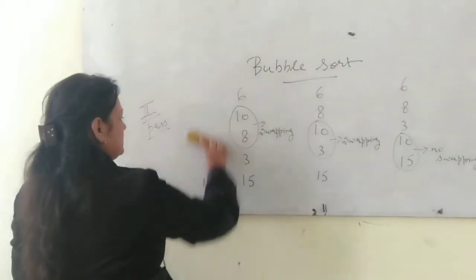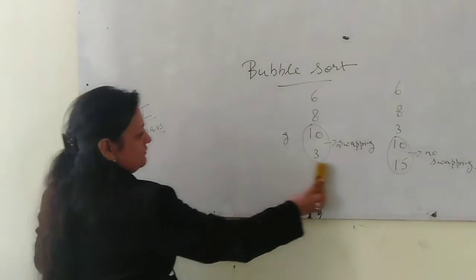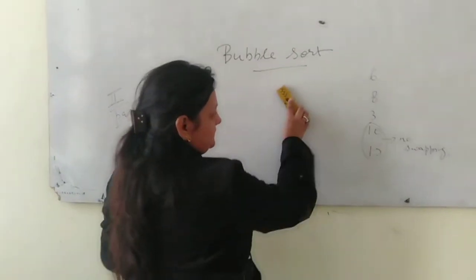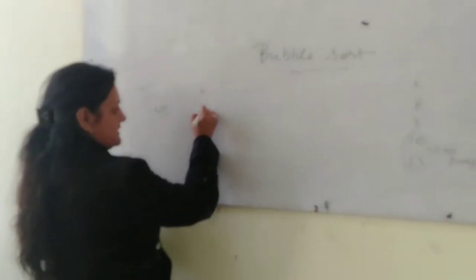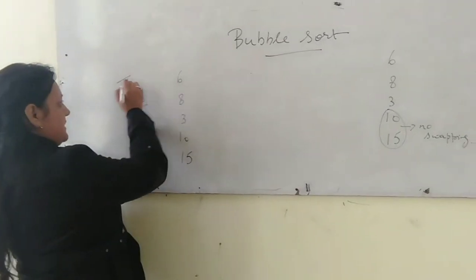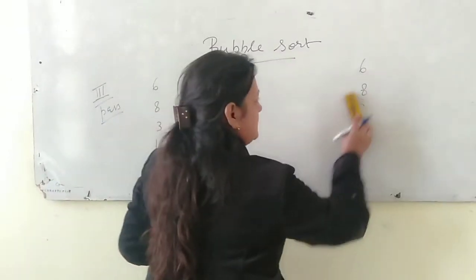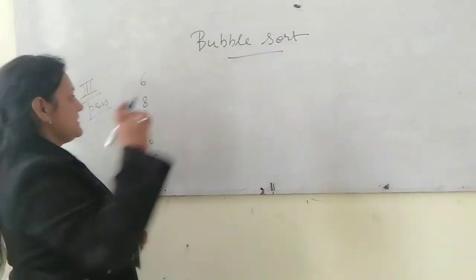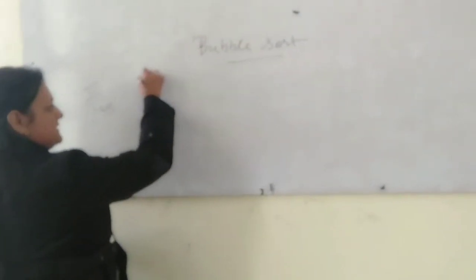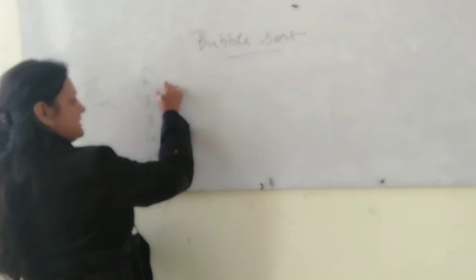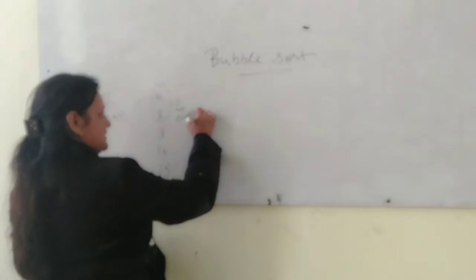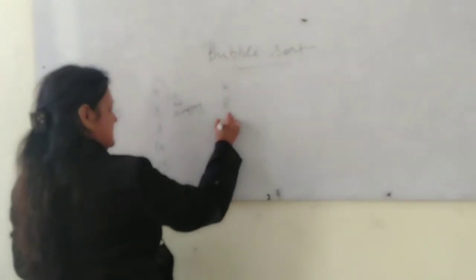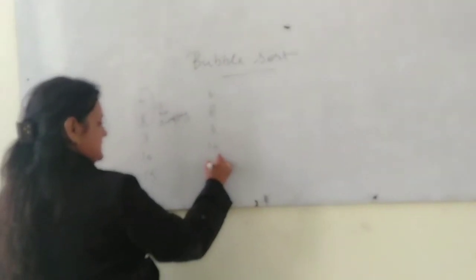If I talk about the third pass, now the data will be 6, 8, 3, 10, 15. This is the third pass. Again two elements in bubble sort will be considered, 6 and 8. This is fine, so no swapping. So 6, 8, 3, 10 and 15.